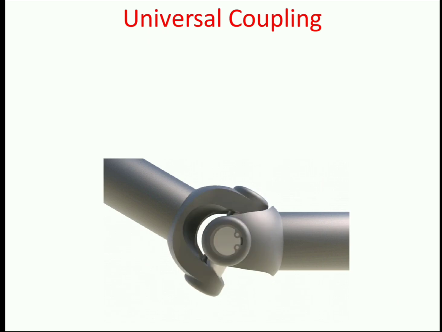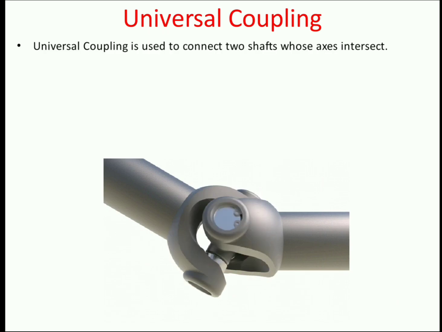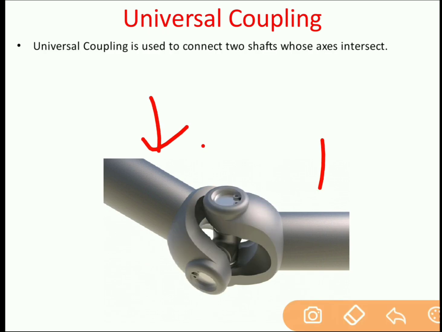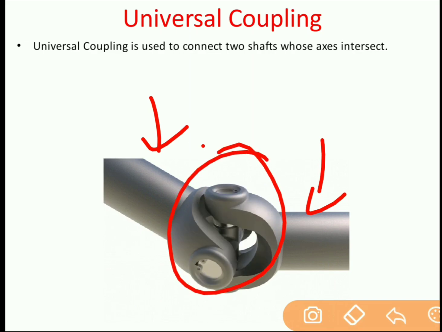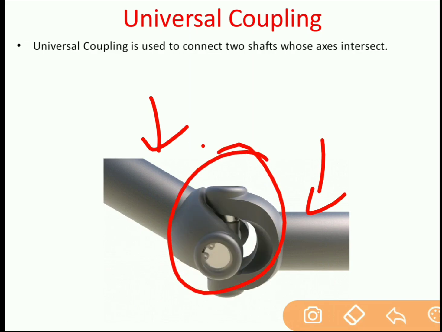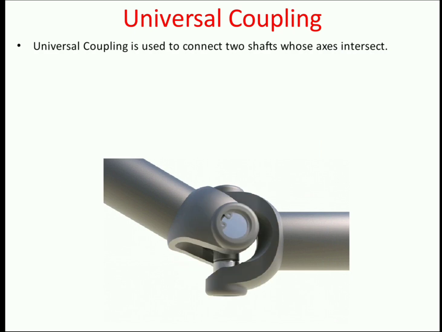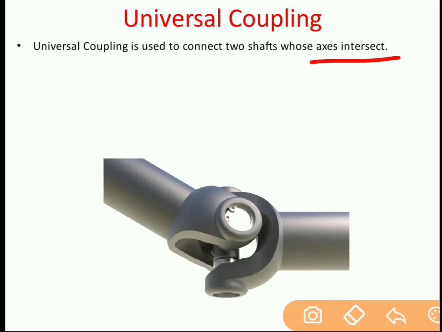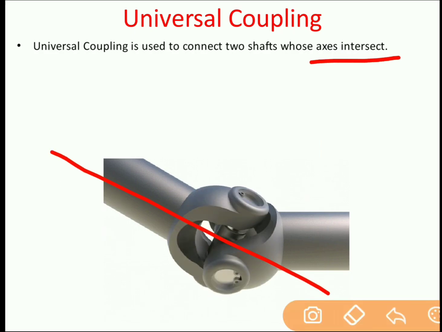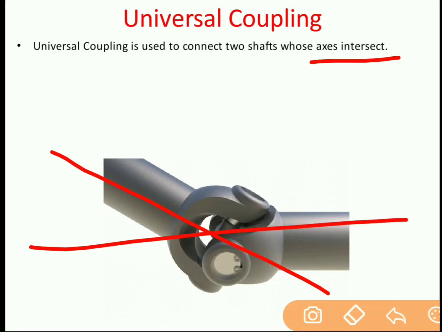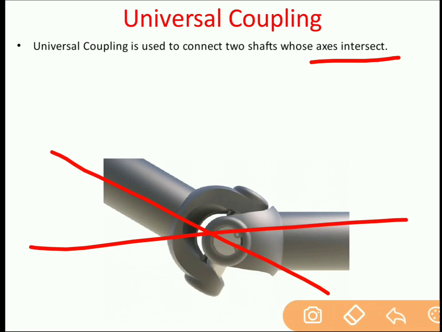Next type of flexible coupling is the universal coupling. You can see the animation of universal coupling, which is used to connect driving shaft and the driven shaft with this coupling element. Universal coupling is used to connect two shafts whose axes intersect. So axis of first shaft is in this direction and other shaft is in this direction. So you can say that the axis of two shafts are intersecting.